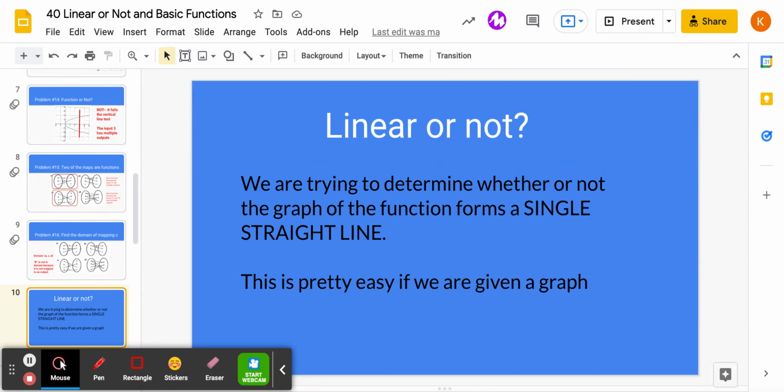A couple more things I wanted to show you, and this is a different question. This one's asking whether or not something is linear or not. So this is different.